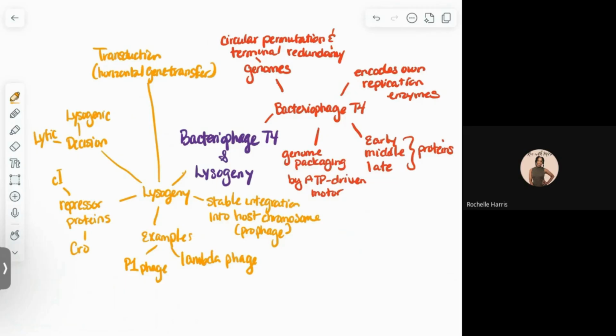Beyond replication, temperate phages contribute to bacterial evolution through transduction, the process of packaging host DNA into viral particles and transferring it to new hosts. This horizontal gene transfer is a major driver of genetic diversity and can spread traits such as antibiotic resistance or virulence factors.